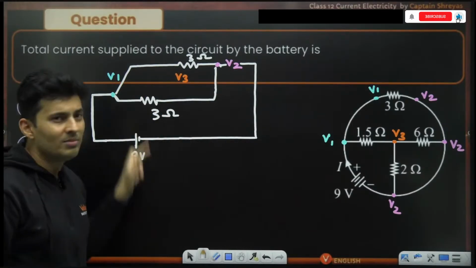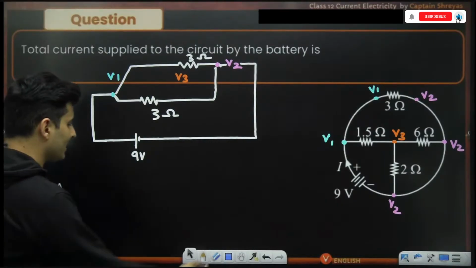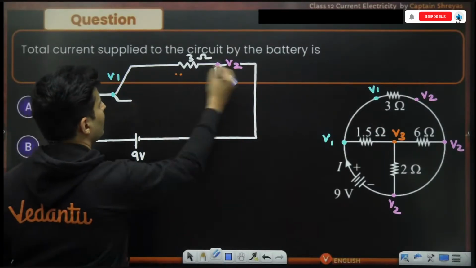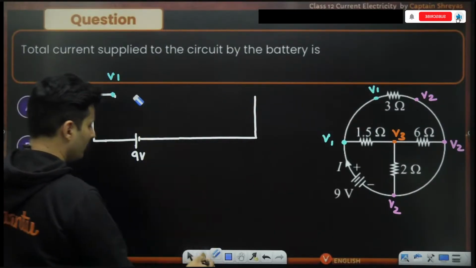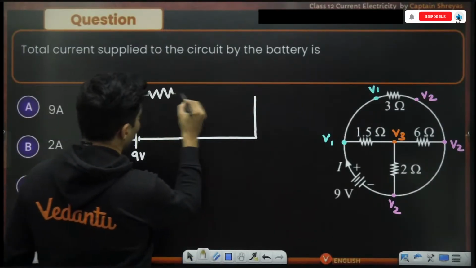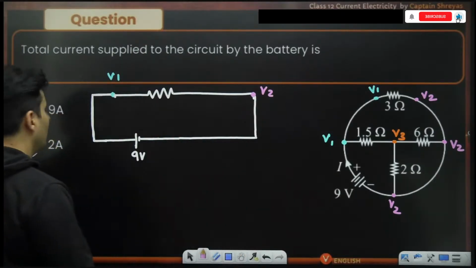Now these two 3 ohms are in parallel. So I can replace that with one single resistor over here. This is your V2.